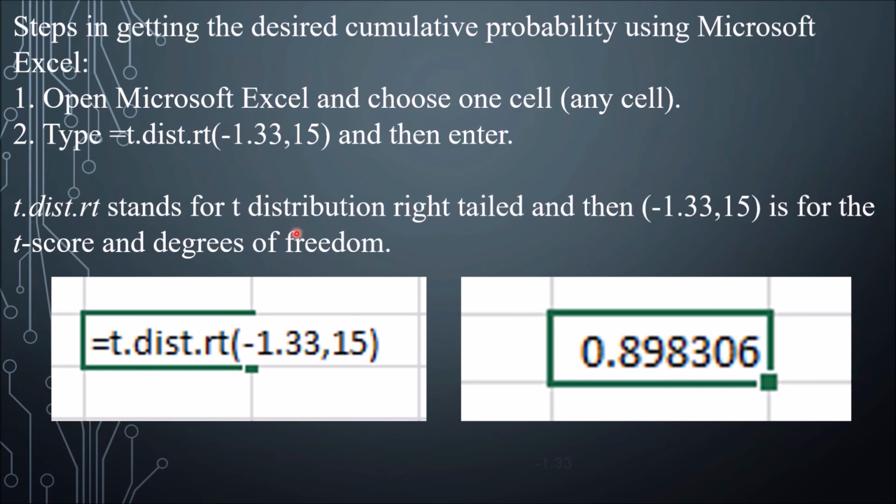TDIST.RT stands for t-distribution right tail, and negative 1.33, 15 is for the t-score and degrees of freedom. An example of that is this. After hitting enter, the value is 0.898306.